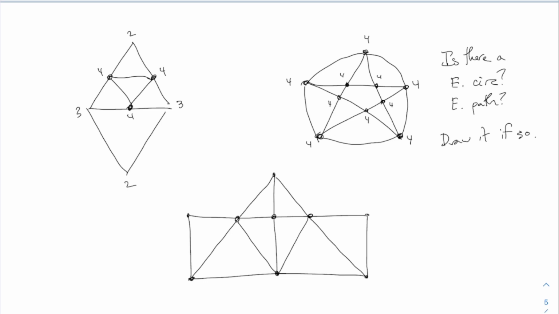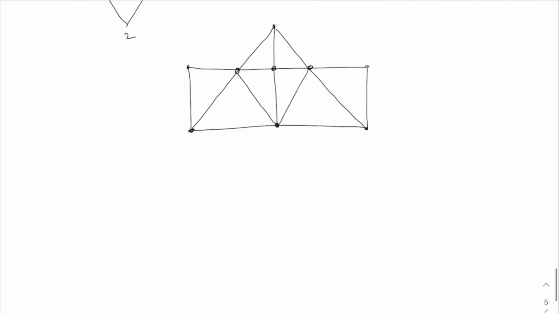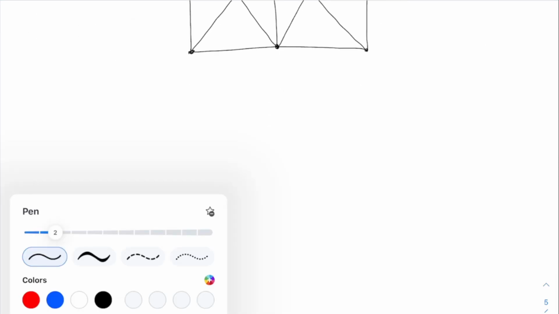Now, in this first one here, what I have is 2 odds and the rest are even. That means there is an Euler path. This one right here has an Euler path because I have 2 odds and the rest are evens. Can I draw it in? Maybe I will just draw it bigger down here just so that everybody can see.